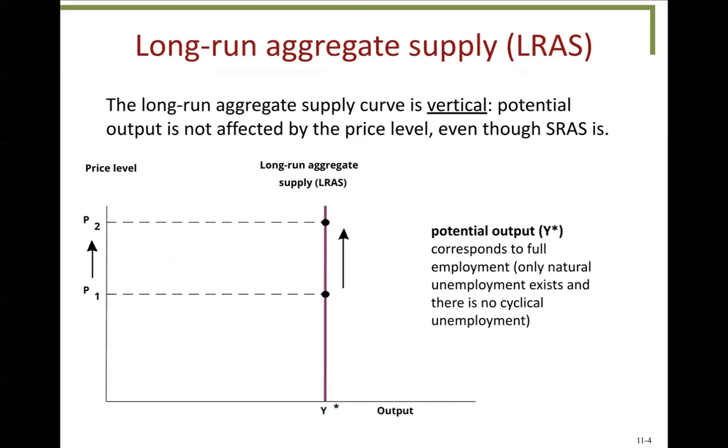So, the long run aggregate supply curve is vertical. Potential output is not affected by the price level, even though in the short run aggregate supply curve it is. No matter the price level, long run aggregate supply will always be at the same output, the potential output, which corresponds to full employment that is shown in the long run aggregate supply curve. Full employment is where there is only natural employment and no cyclical employment, so there is no economic recession or boom. Now, just keep in mind, long run aggregate supply, no matter price, it's the same potential output if we were to have full employment.